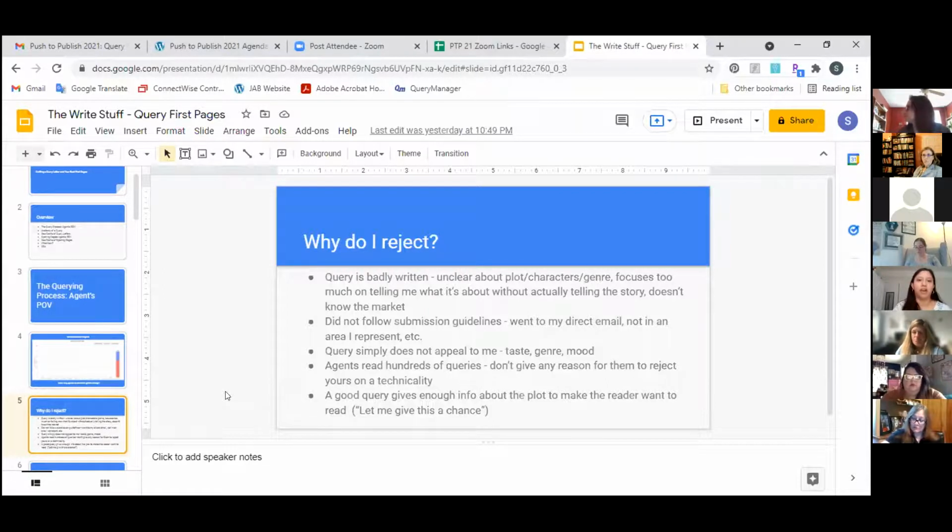Sometimes a query does not know the market at all. And I mean that to say that, sorry, there's people coming into the room, trying to admit them all.